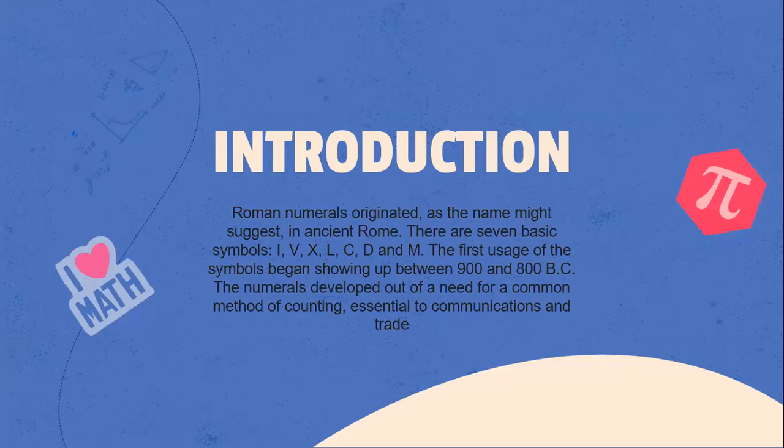Introduction. Roman numerals originated, as the name might suggest, in ancient Rome. There are 7 basic symbols: I, V, X, L, C, D, and M. The first usage of the symbols began showing up between 900 and 800 BC. Numerals developed out of a need for a common method of counting, essential to communications and trade.